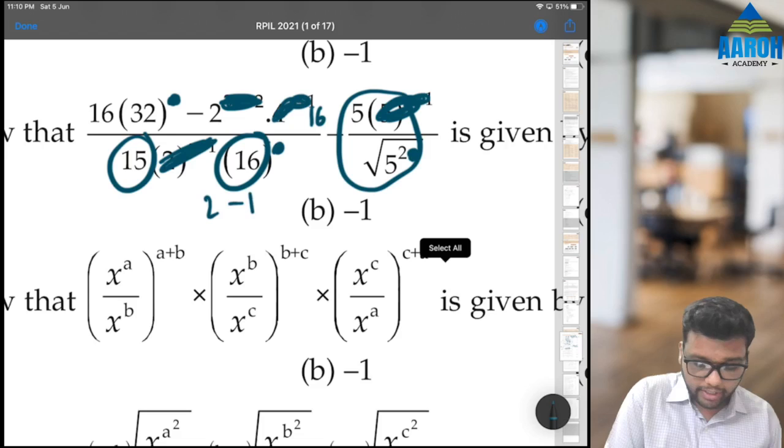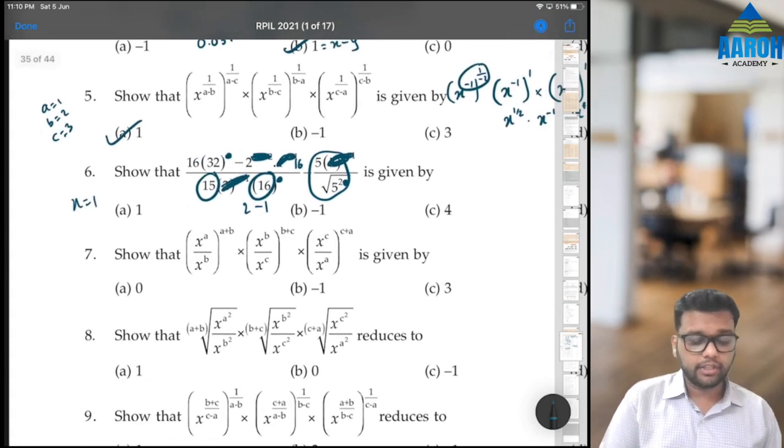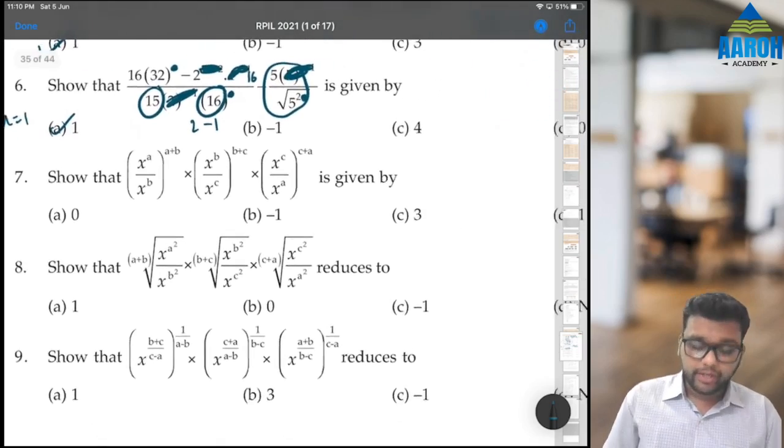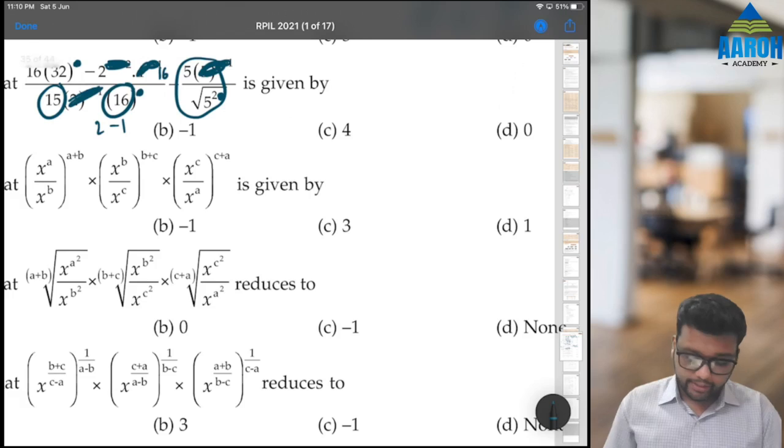5 by 5 is 1. So 2 minus 1, 1 is the correct answer, option A. Seventh. Now here, no need to go by anything. We can plainly solve this.